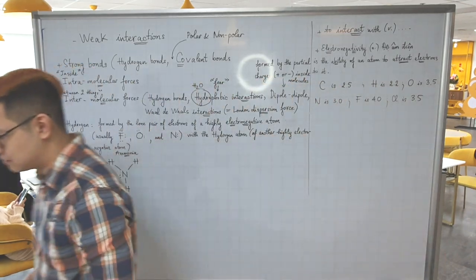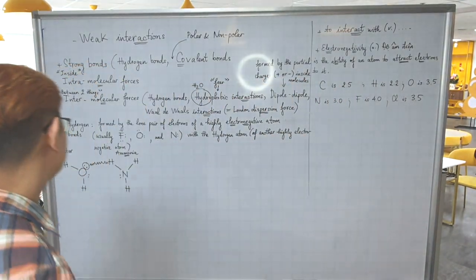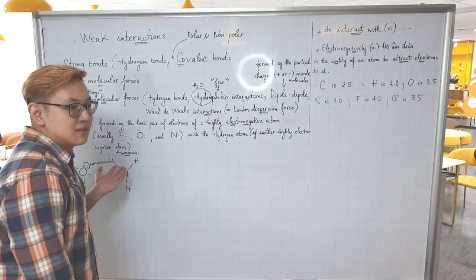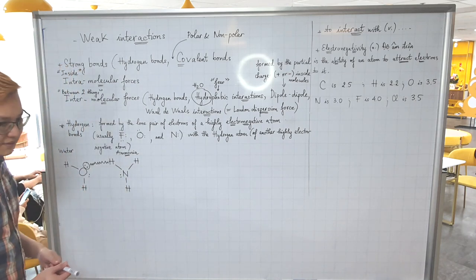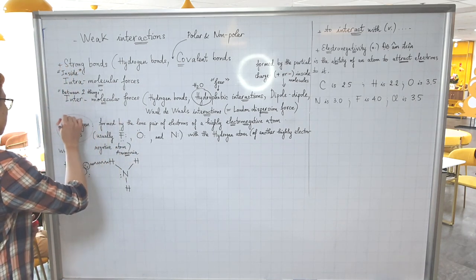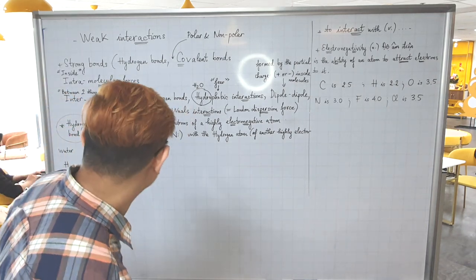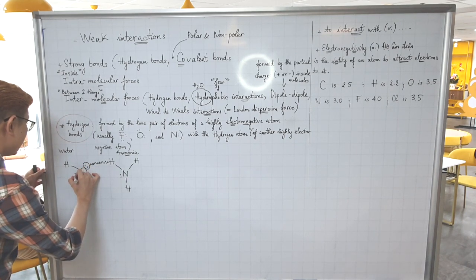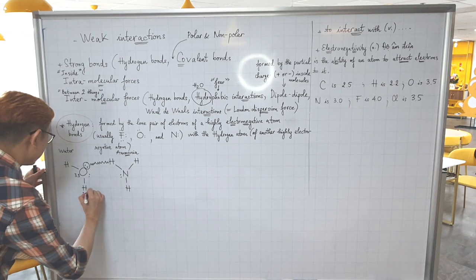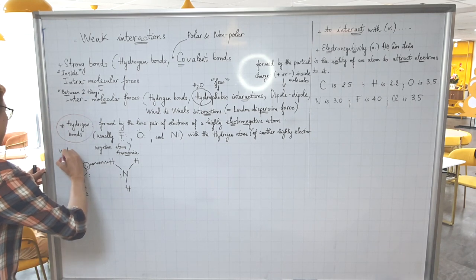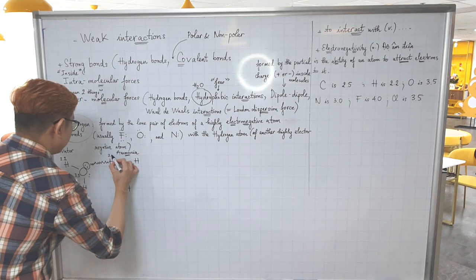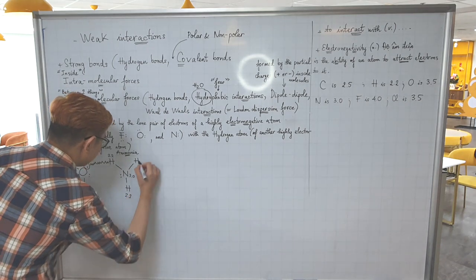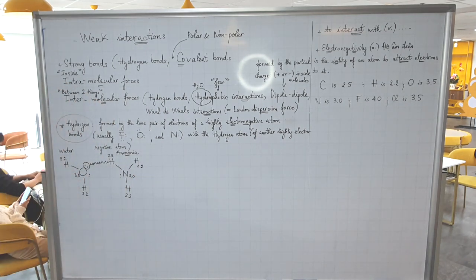Alright, now back to hydrogen bonds. So this is 3.5, this is 2.2, 2.2, 3.0, 2.2, isn't it? Okay.